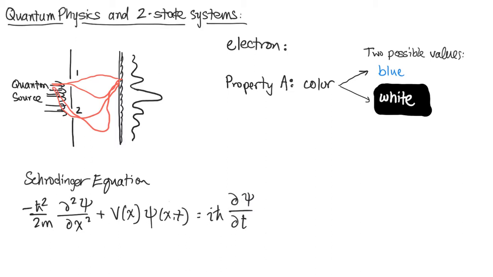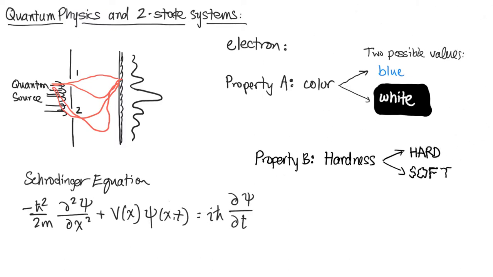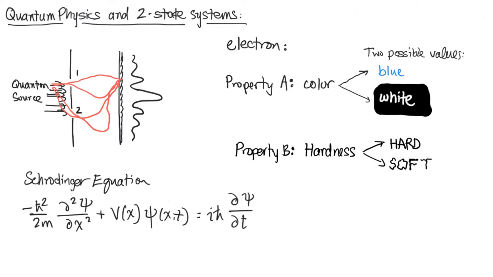But we're also going to introduce a second property, and that property is going to be hardness. And this hardness property, again, is a property that can take on only two values. An electron can either be hard or it can be soft. There's never been an electron that's been measured as wiggly or firm or anything else other than hard and soft.